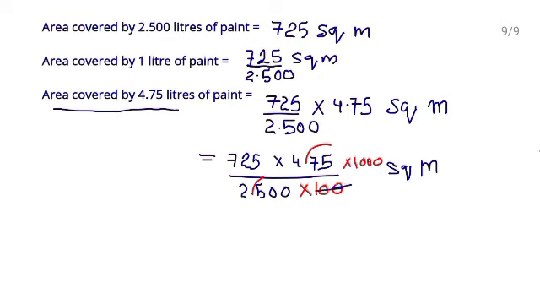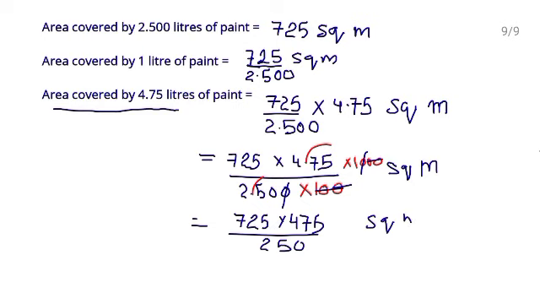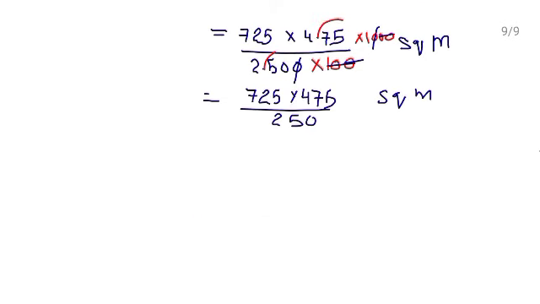2 zeros to 2 zeros cancel out. 1 0 to 1 0 cancel out. So now you have 725 multiply 475 divided by 250 square meters. These are divisible by 5, so cut them. 5 ones are 5, 6, 7, 5 fours are 20, again remaining 2, 5 fives are 25. 5 fives are 25, 0. Again by 5, 5 twos are 10, 5 nines are 45, 5 ones are 5, 0.